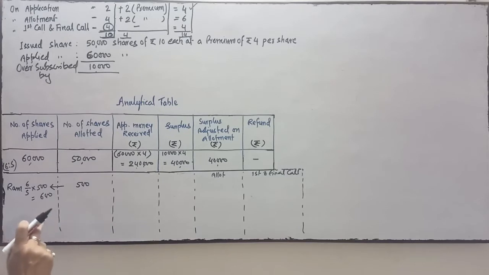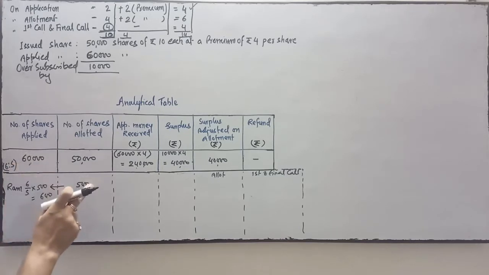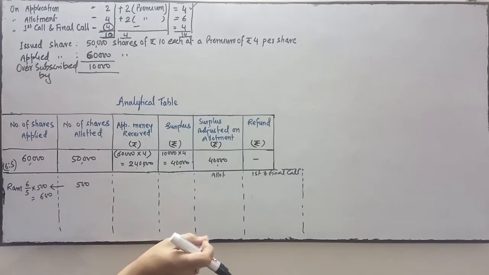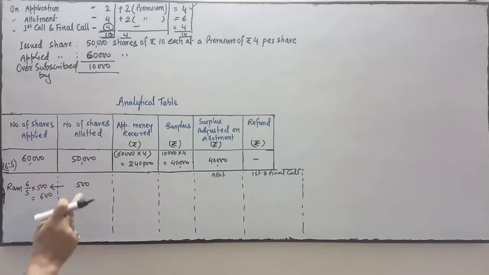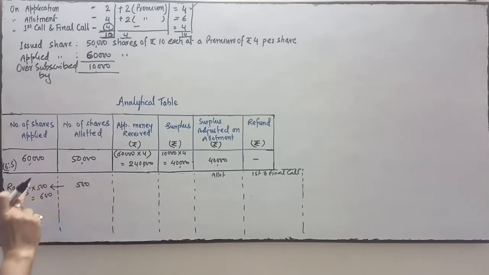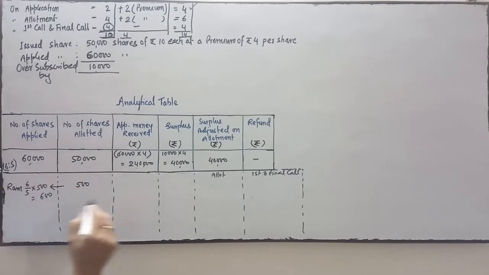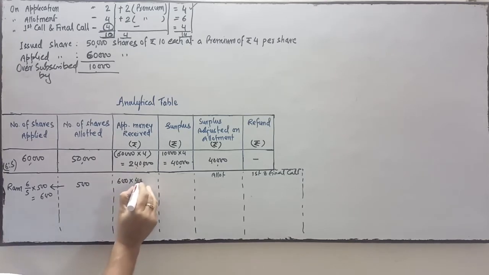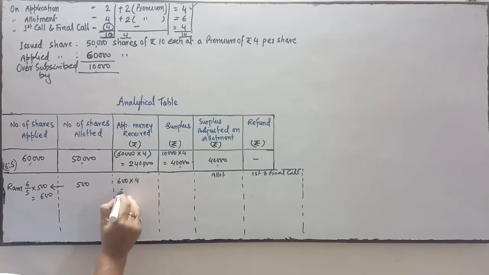Is it clear? This one 6:5. Applied for 6, allotted 5. On the other side you can say allotted 5 who has applied for 6. So allotted 500, so applied for how many? 600. 6 by 5 into 500. Now calculation: on 600 shares he has given the application money at the rate of rupees 4, so 2400 he has given on application. Is it clear?